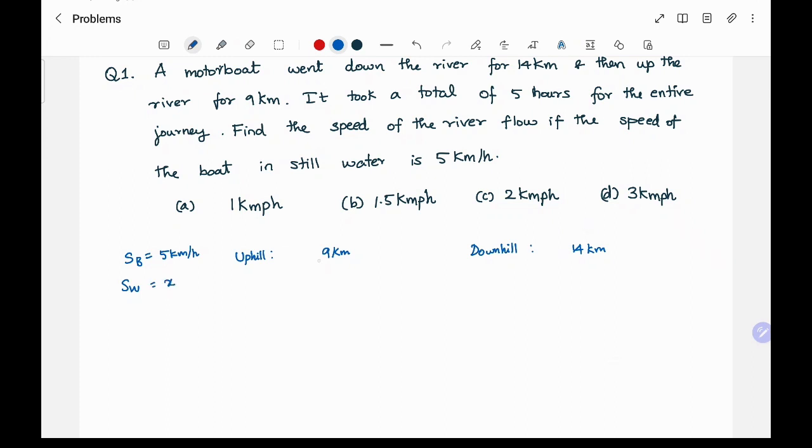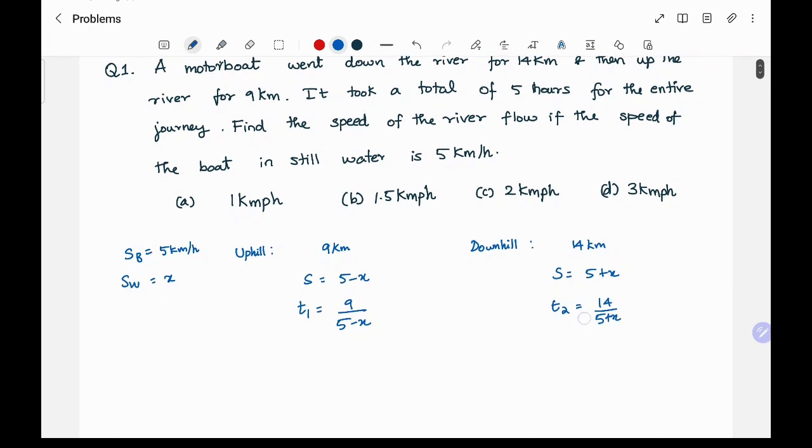Let's call it X. So uphill the speed is 5 minus X. So we have distance, speed. So time T1 is 9 by 5 minus X. And we have here the speed is 5 plus X. So T2 is 14 by 5 plus X. So T1 plus T2 they are given as 5 hours.